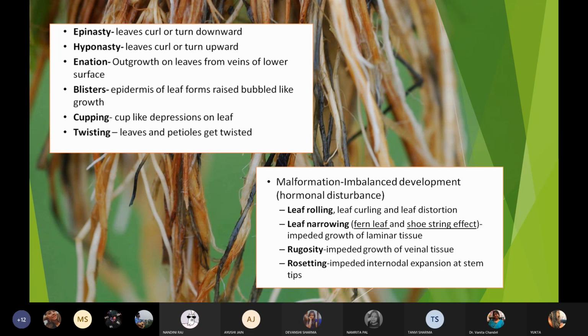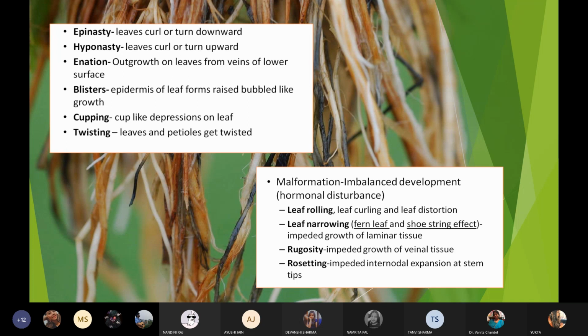And in cupping, cup-like depressions on the leaf can be seen. In twisting, leaves and petioles get twisted. And then malformation is imbalanced development, that is hormonal disturbance. In this, leaf rolling can be the symptom. In leaf rolling, leaf curling and leaf distortion can be seen.